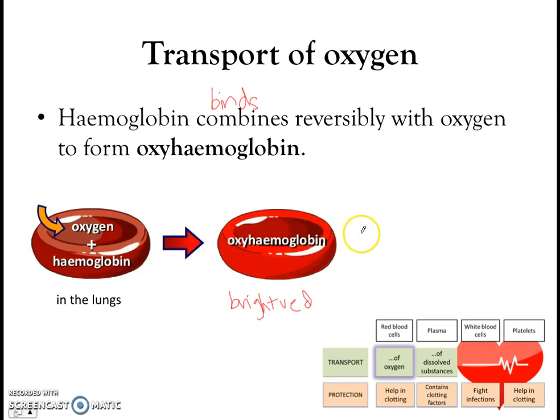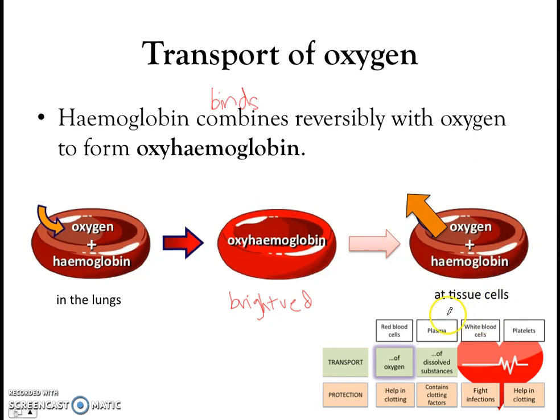They move around your transport system until they reach the tissue cells. And when they reach tissue cells where there's a relatively lower oxygen concentration, because oxygen is being used up to do various activities, then hemoglobin lets go of oxygen and oxygen diffuses out of the red blood cell into the tissue cells. Right, so hemoglobin stops binding to oxygen. That's why it's reversible. It lets go of oxygen, which diffuses out into the tissue cells. And the red blood cell turns back to its dull red color. Okay?